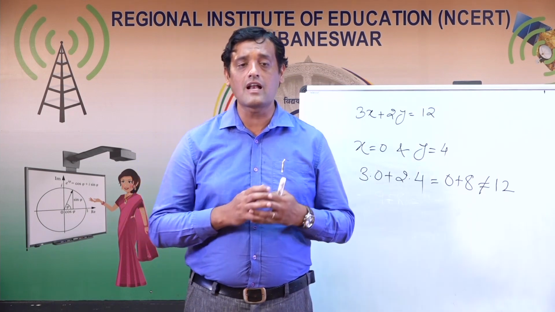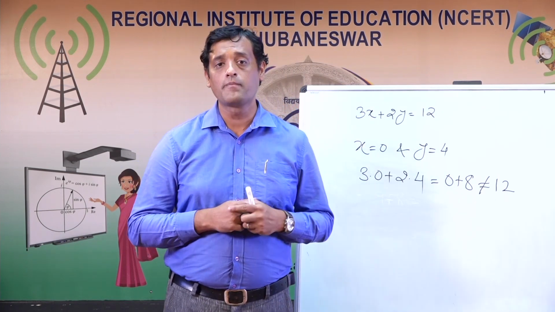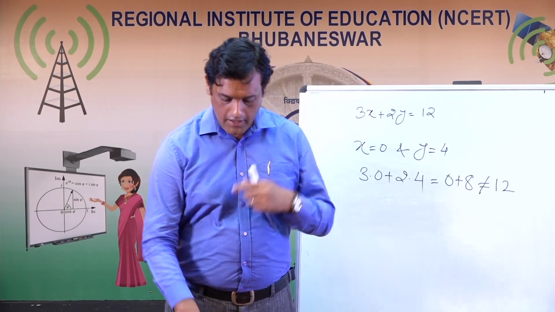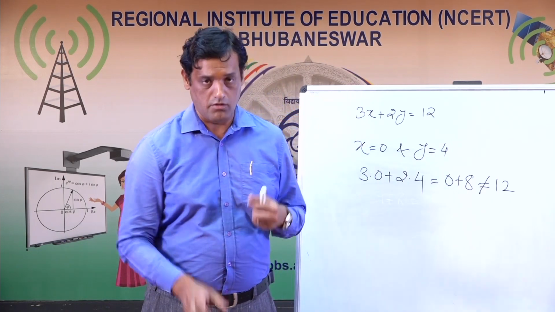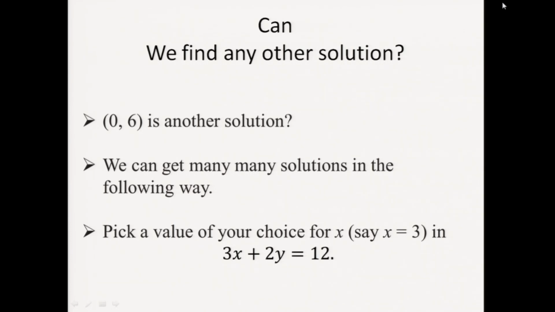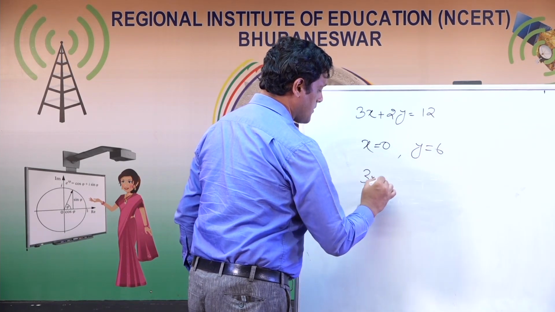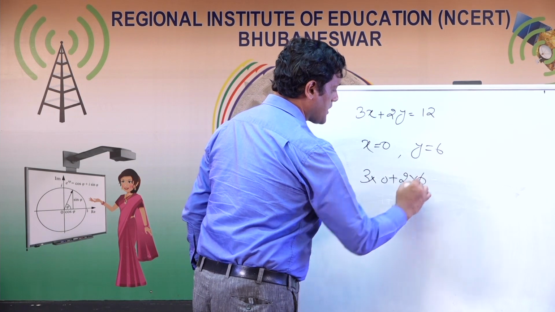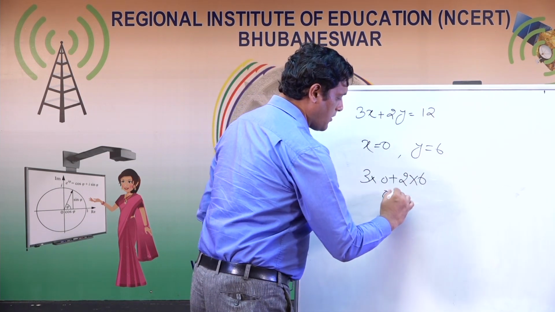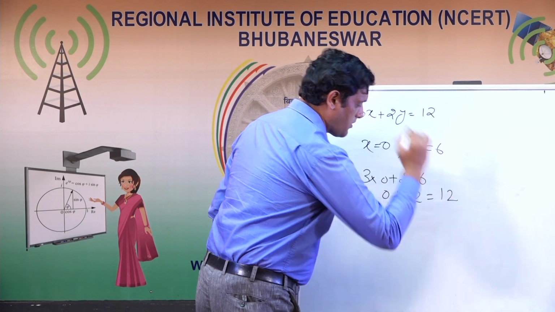Now the question arises in your mind, how many solutions will there be? How many times do we have to put values? So let us go ahead with this question. Can we find any other solution? The answer is yes, we can find. Another answer is 0 comma 6. 0 comma 6 is another solution, because 0 comma 6 means that x equals 0 and y equals 6. So 3 into 0 plus 2 into 6, then it becomes 0 plus 12 equal to 12.